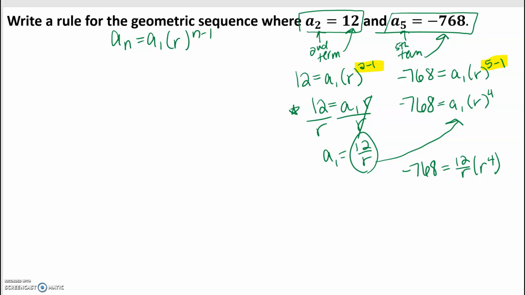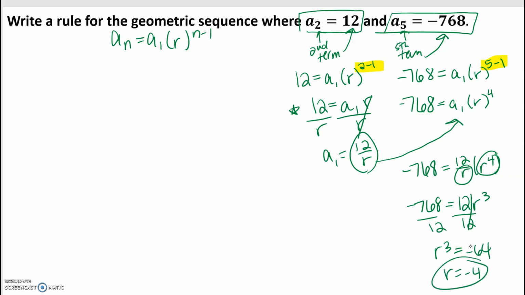So this would be, I'm simplifying these r's right here. I have an r to the fourth on top and r on bottom. So that would give me 12r cubed equals negative 768. I'm going to divide by 12. And I get r cubed is negative 64. So when I take the cube root, I get negative 4.